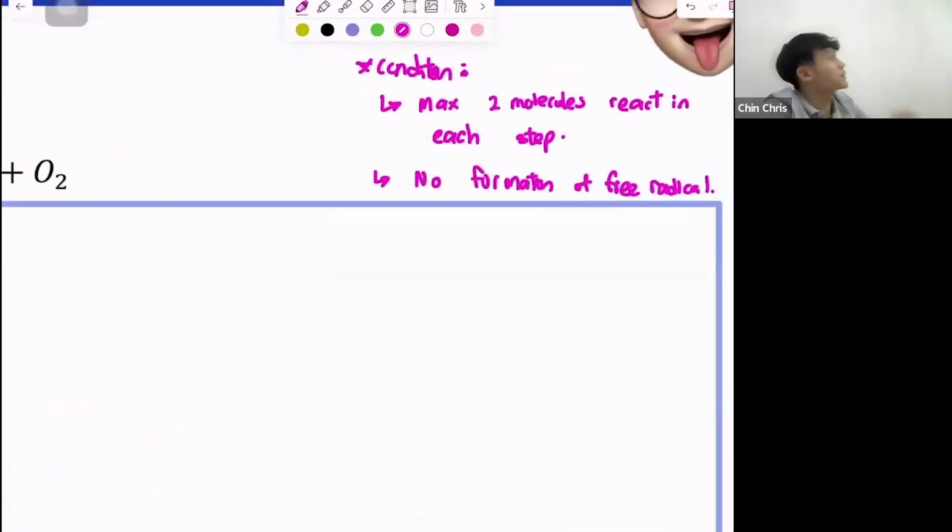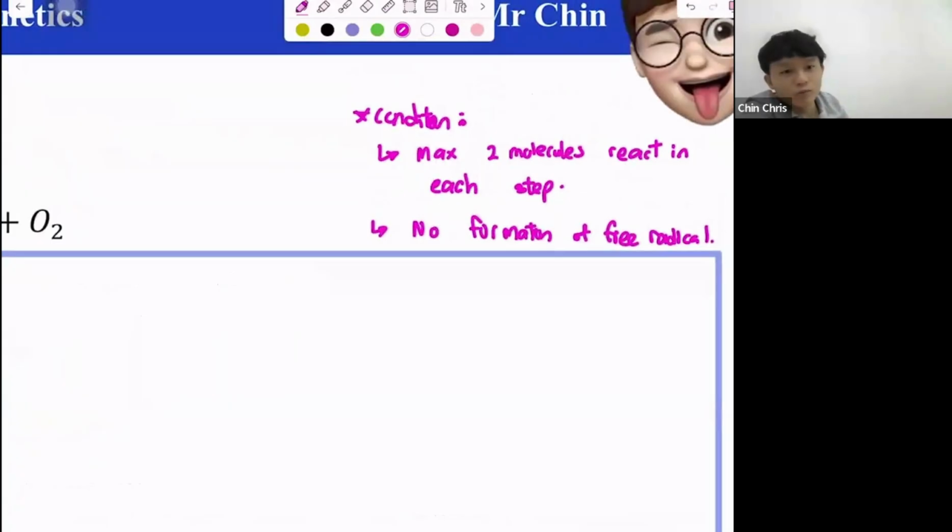So guys, again, no formation of free radical. Maximum of 2 molecules in each step. Minimum 1, maximum 2. And no formation of free radical.